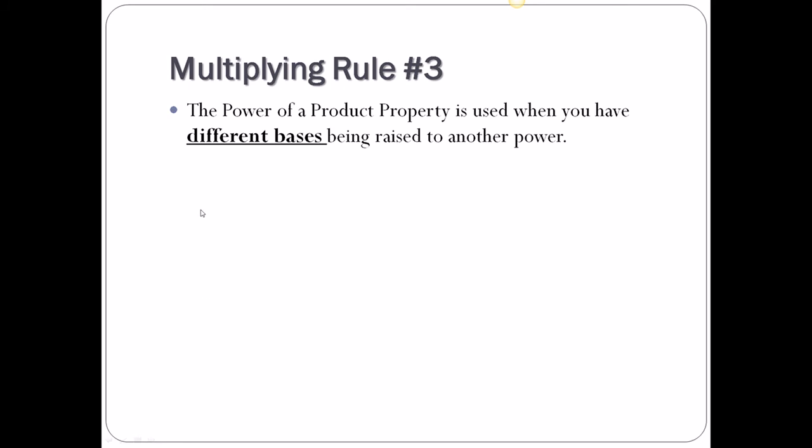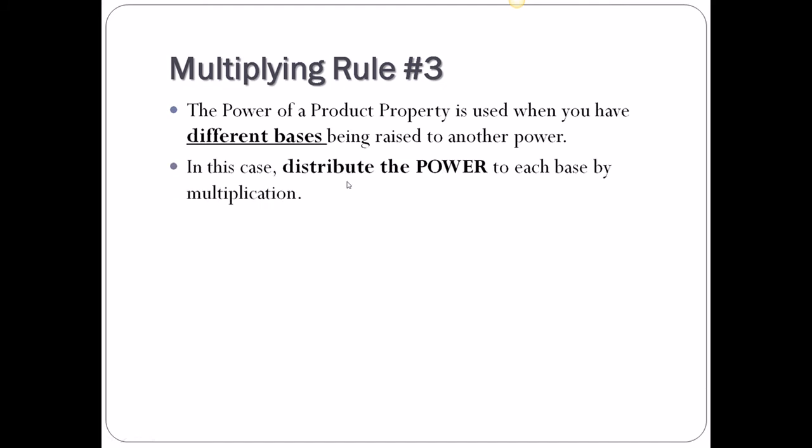All right. I know I'm jumping right into rule number 3. This is the power of a product property. It's used when you have different bases being raised to another power. Let me just show you what it looks like. In this case, you're going to distribute the power to each base by multiplication. There we go. That's what I was waiting for.